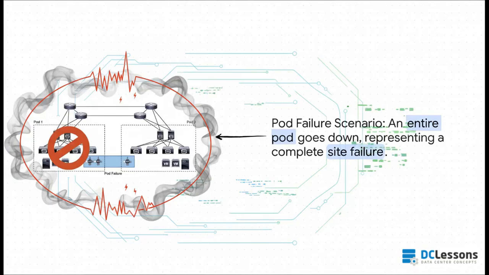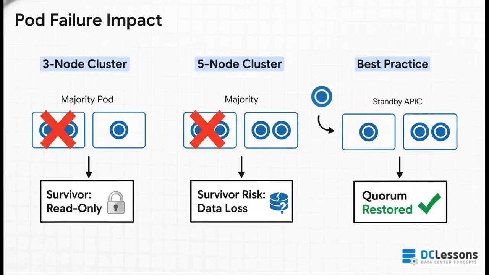Okay, let's up the ante. What if an entire pod just disappears? A complete site failure? The actual impact of this disaster scenario depends completely on one thing: where you decided to place your APIC controllers. This really highlights a critical design choice you have to make.